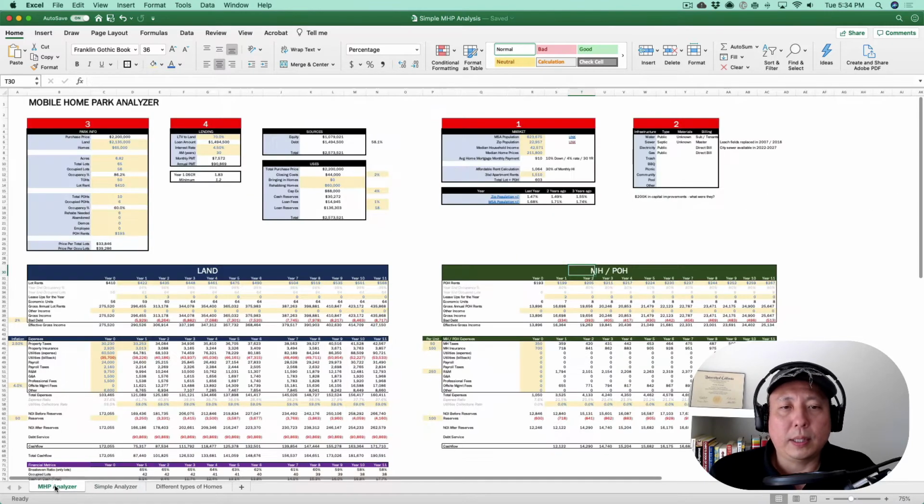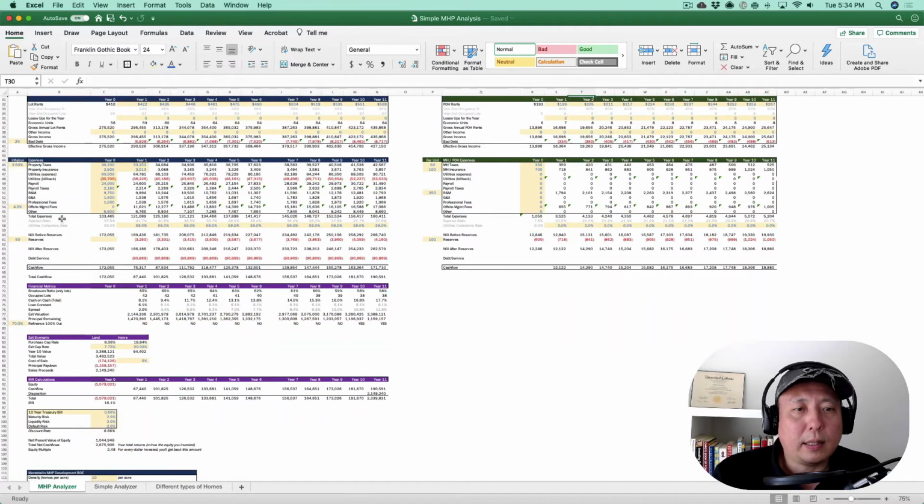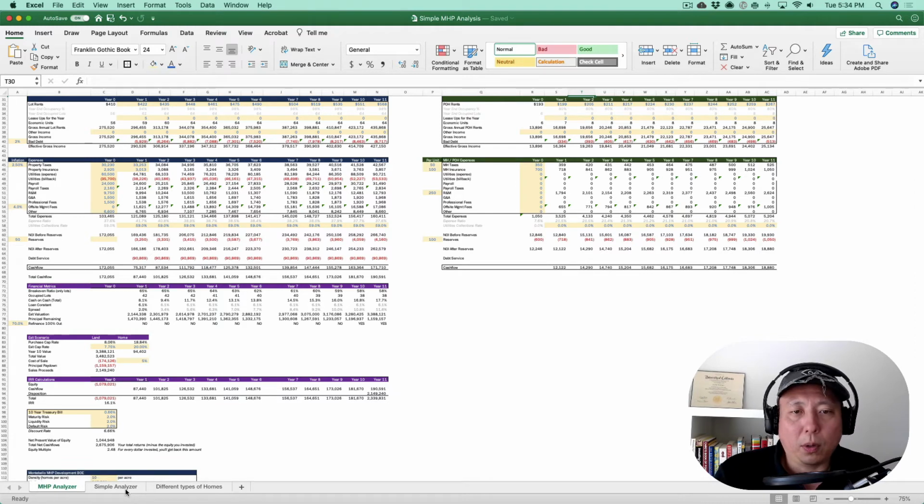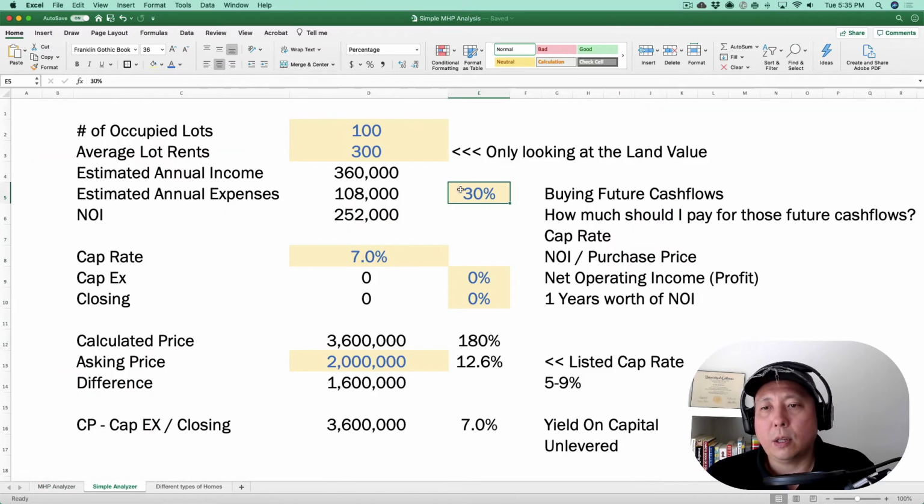When we do a more detailed analysis, these expenses are actually going to be itemized, and you're looking at them line item by line item, to get an even more complete picture of what the expenses might look like going forward. But for now, we're just going to use 30%. 30% is on the low end of the spectrum. Typically, you're going to find an expense ratio somewhere between 30 and 50%.